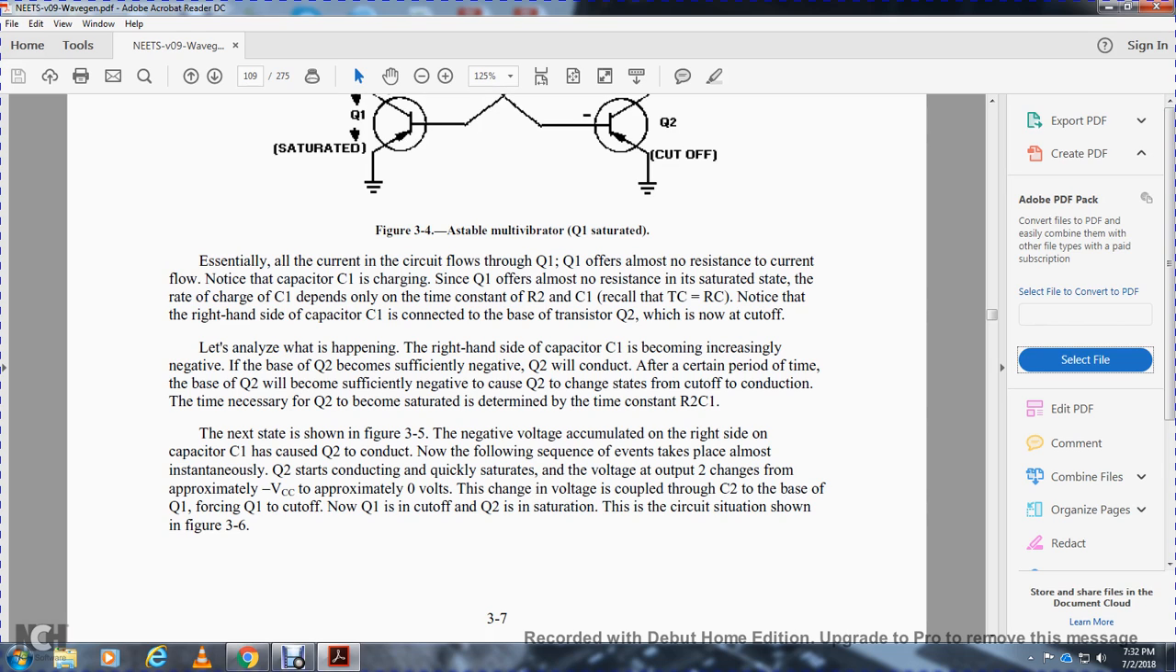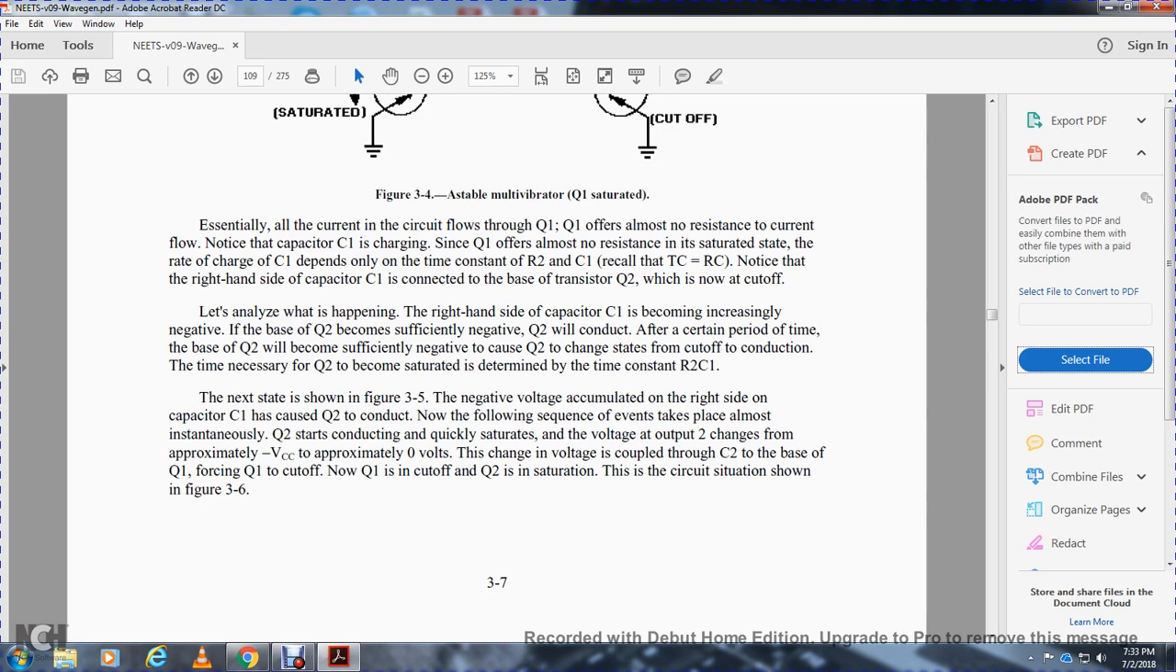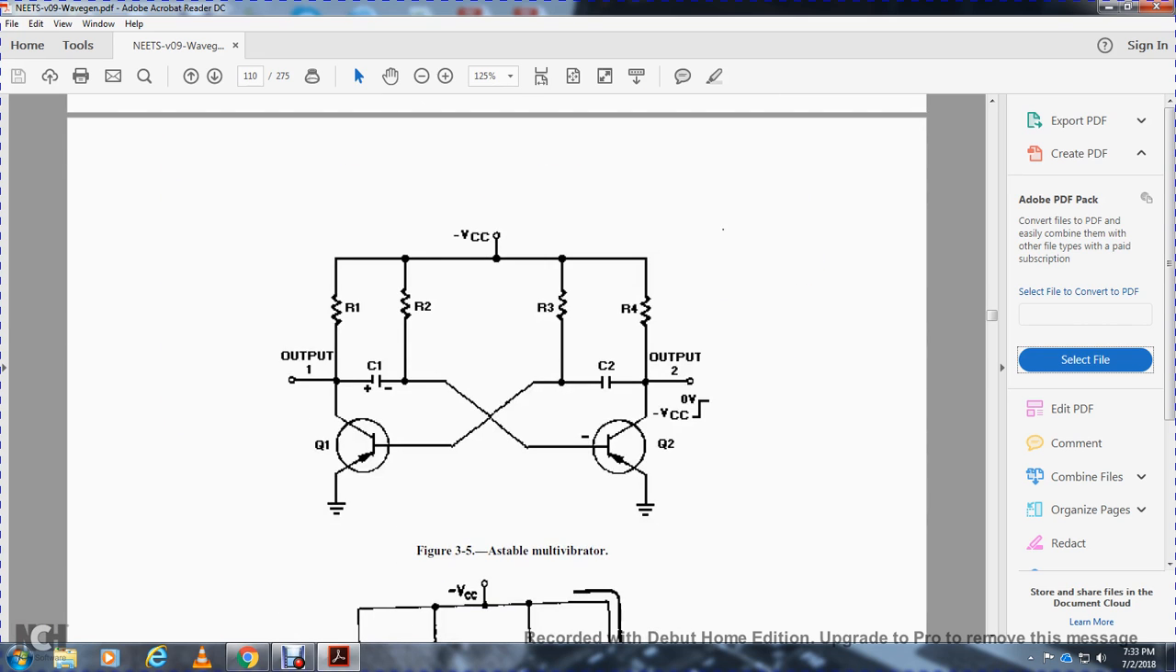The voltage accumulated on the right side of capacitor 1 causes transistor 2 to conduct. This sequence takes place almost simultaneously. Transistor 2 starts conducting and quickly saturates, and the voltage at its output changes from approximately the collector voltage to approximately 0 volts. The change in voltage is coupled through capacitor 2 to the base of transistor 1, forcing transistor 1 to cut off. Now that transistor 1 is cut off, transistor 2 is in saturation. The circuit is shown in figure 3.6.